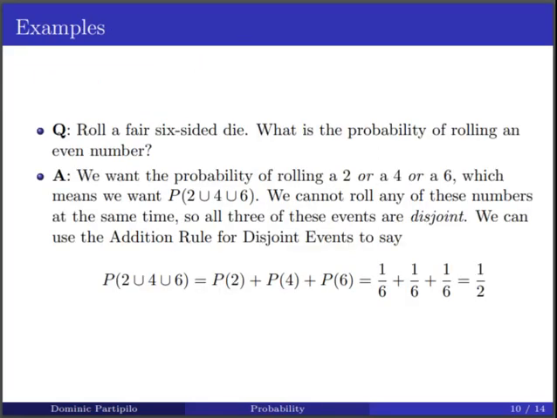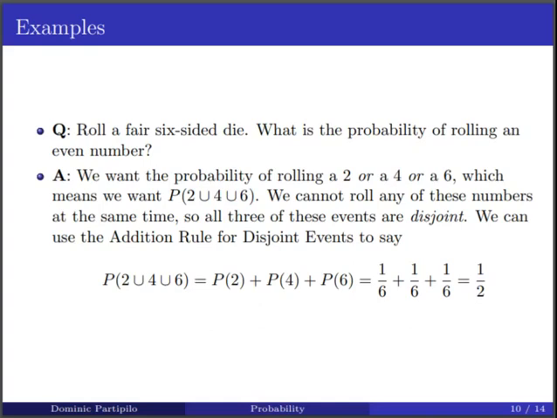So let's look at an example. We're going to roll a fair six-sided die, and we want to know the probability of rolling an even number. On a six-sided die, there are three even numbers: 2, 4, and 6. So what we want is the probability of rolling a 2 or a 4 or a 6. And the key word here is "or." What that tells us is we're looking for the union. We're looking for the probability of 2 union 4 union 6.